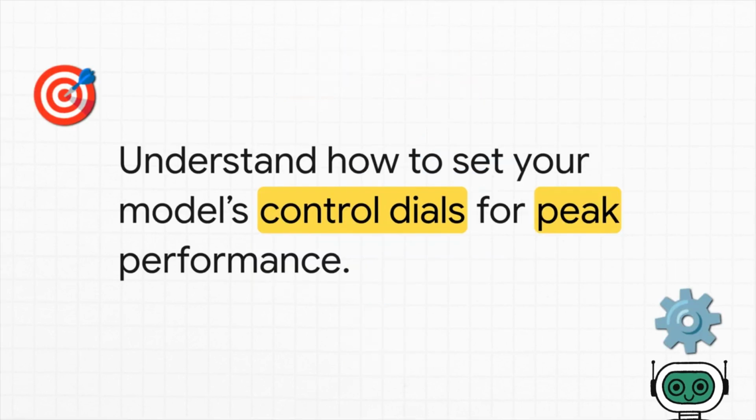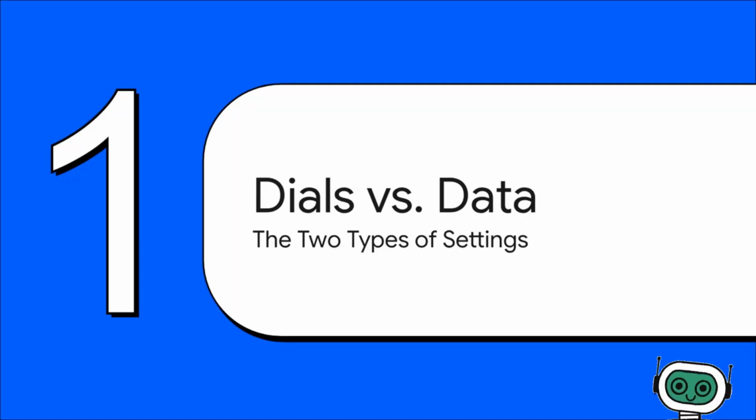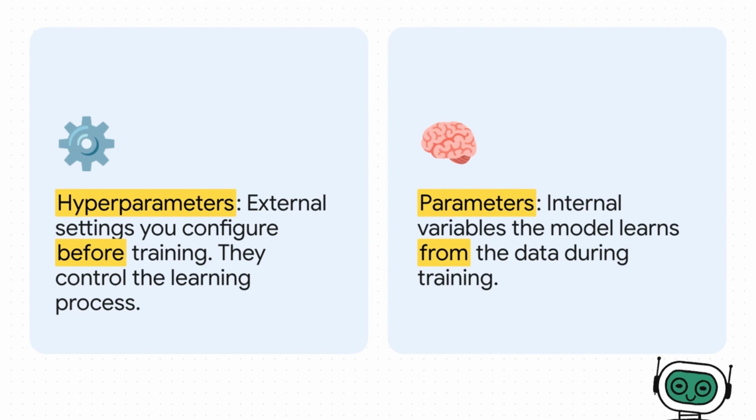Well, in the next few minutes, we're going to break down exactly how to set your model's external control dials. This is the key to making sure your model works great, not just in the lab, but out in the real world where it actually matters. To really get the intuition here, I want you to think of your machine learning model like a high-performance engine. Now, this engine has two kinds of settings: the ones a mechanic adjusts before a race, and the internal parts that adjust themselves while the engine is running. And this difference is absolutely crucial.